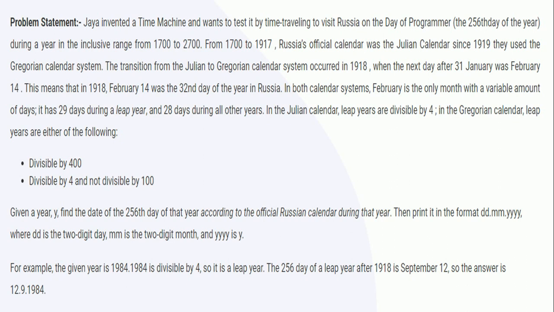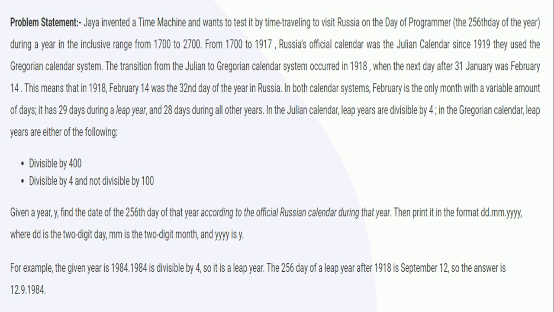The transition from Julian to Gregorian calendar system occurred in 1918, when the next day after 31st of January was February 14. This means that in 1918, February 14th was the 32nd day of the year in Russia. In both the calendar systems, February is the only month with a variable number of days. It has 29 days during a leap year and 28 days during all other years. In the Julian calendar, leap years are divisible by 4. In the Gregorian calendar, leap years are either of the following: divisible by 400 or divisible by 4 and not divisible by 100.